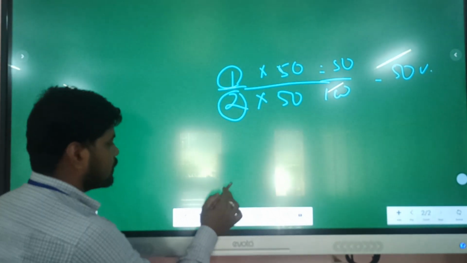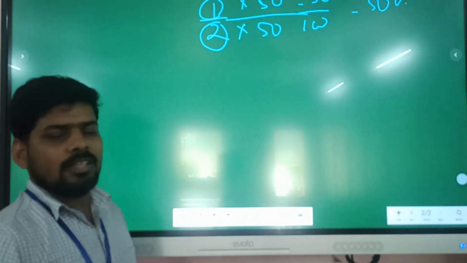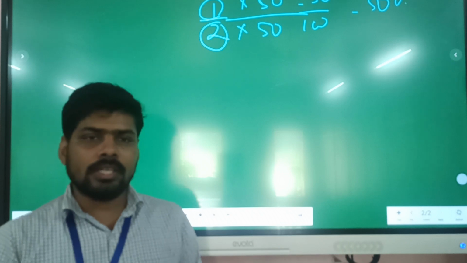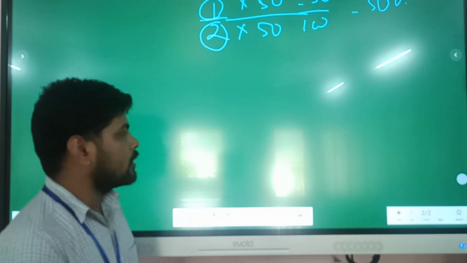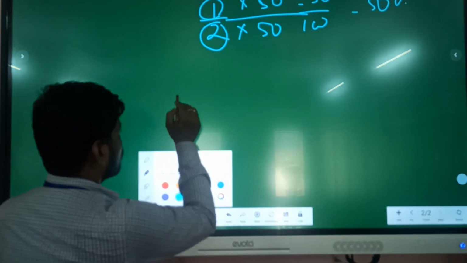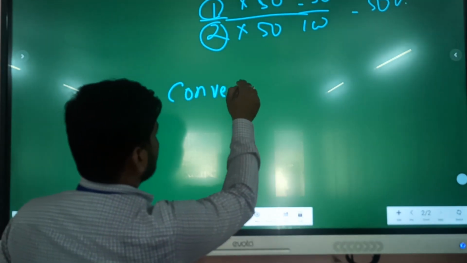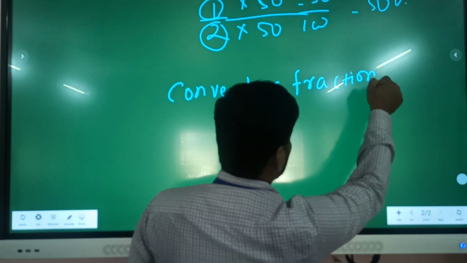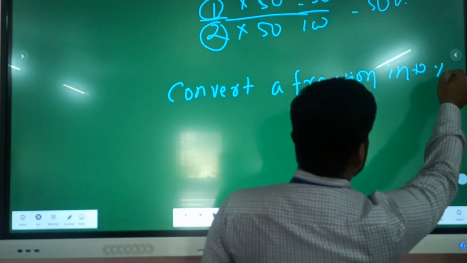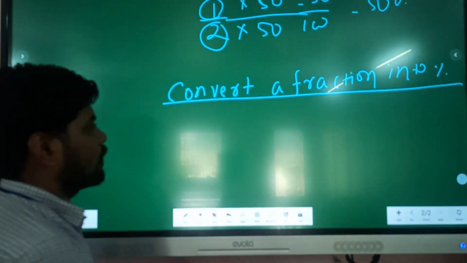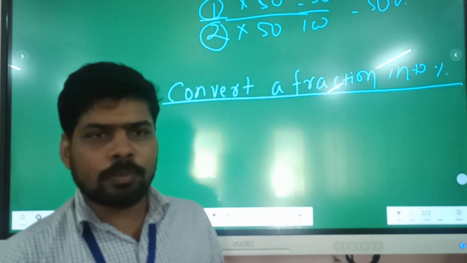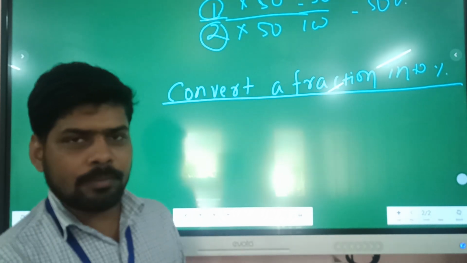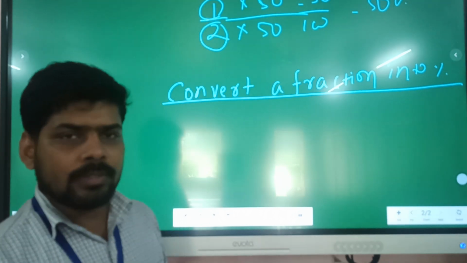The next concept is, I think you got what is percentage. The next concept is converting any fraction into percentage. Can you easily convert a fraction into percentage? If yes, then you are very good. And if you cannot, let me tell you how to convert a fraction into percentage.